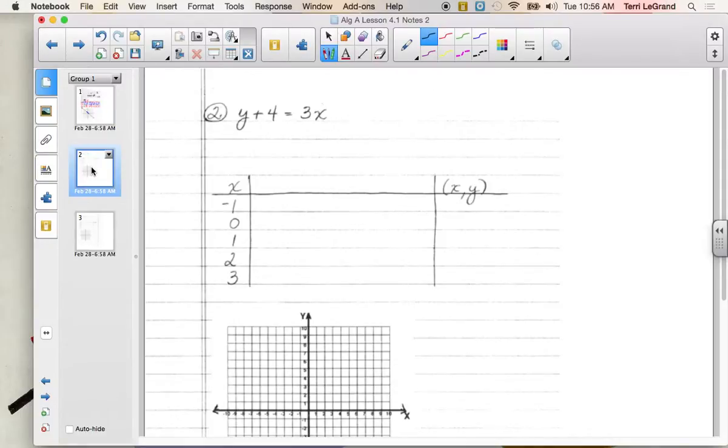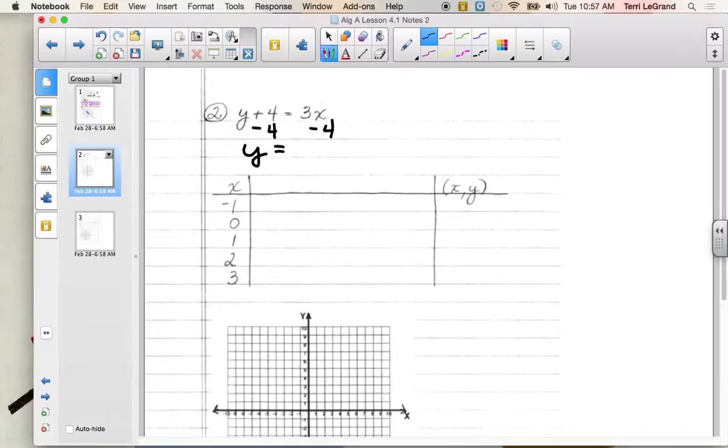y plus 4 equals 3x. We need to do step 1. Yes, y is not by itself. So what are we going to do? Subtract 4. 4 is being added to y, so we need to subtract it. So now y is alone, because y plus 4 take away 4 is just y. 3x and take away 4.